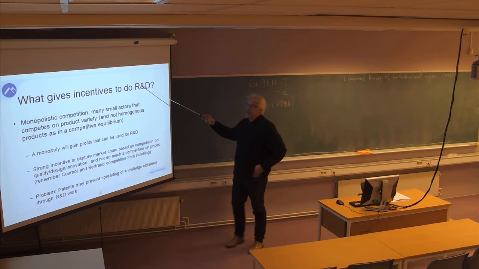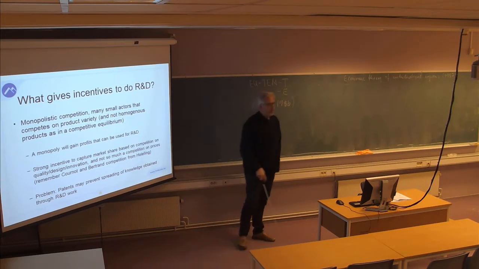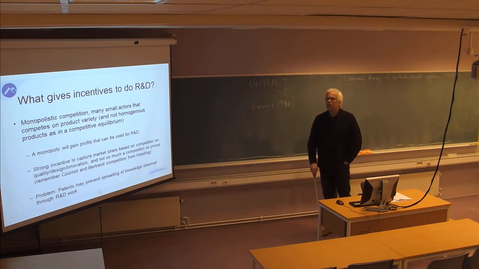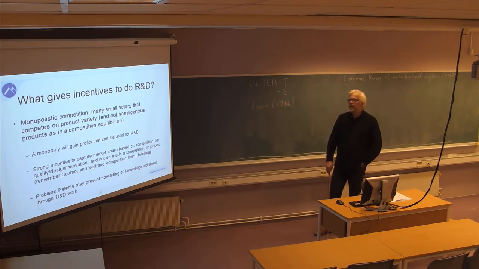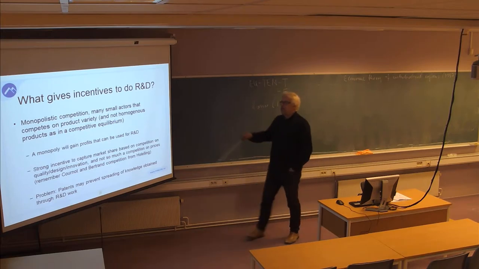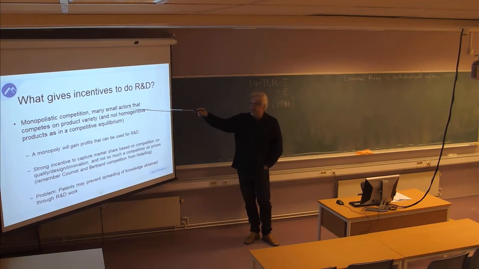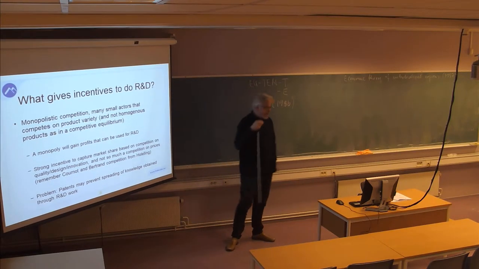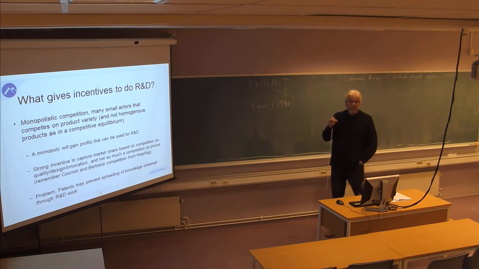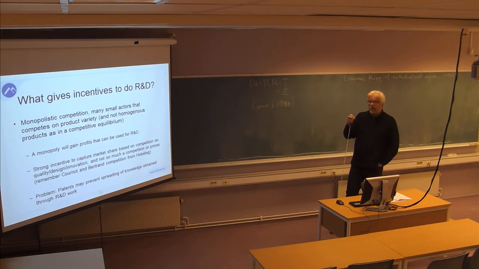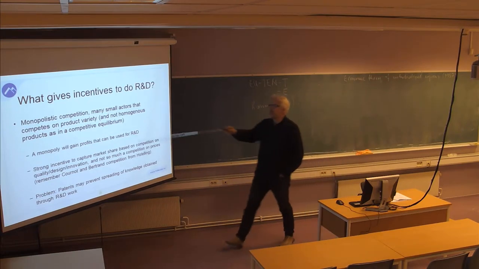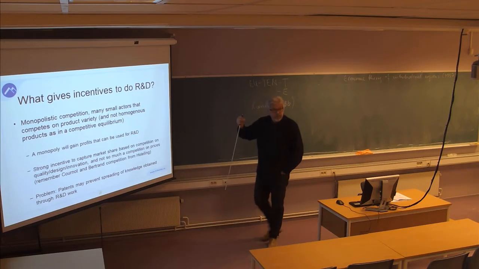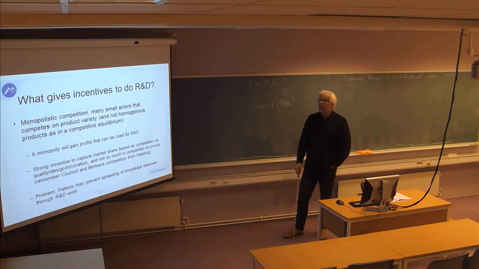So incentives to do research and development are not very well represented in a competitive equilibrium model based on traditional microeconomic theory. There needs to be some kind of monopolistic competition, meaning that many small actors compete on product variety. They have a certain markup, which means profit. Even the ones that are producing close to the competitive equilibrium, being in a monopolistic competition market, earn some profits, which they can use for research and development. So they have a certain amount of market power.